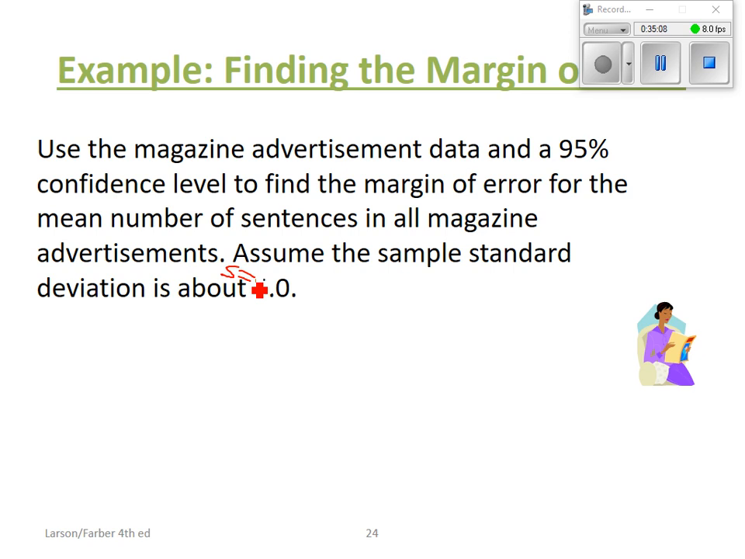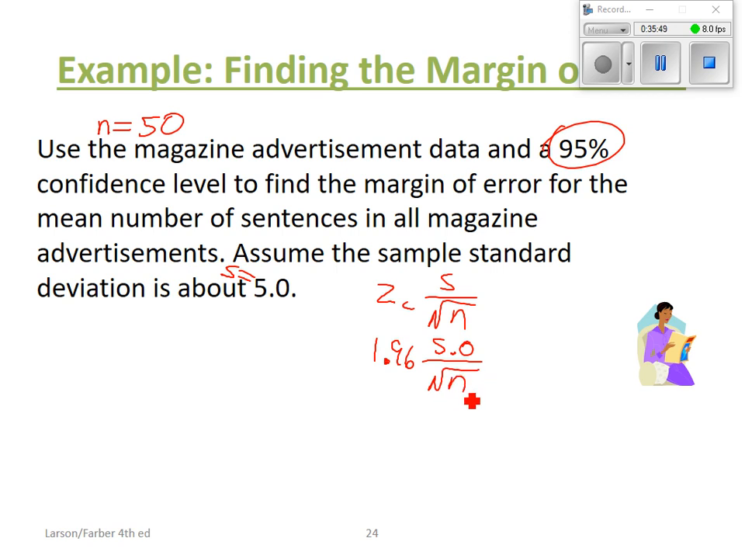So what we're going to do here is take that formula that we just had, which was Z sub C times S over the square root of N. Our S is 5.0. I can't remember what N was. I think it was 50. Yeah, it was the magazine one. They did 50 in the sample. So the Z sub C is what you get from the little chart. If we're at 95%, what's Z sub C? 1.96. 1.96 times our S, which is 5.0, divided by the square root of 50.